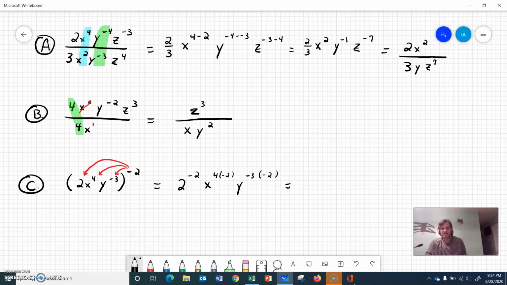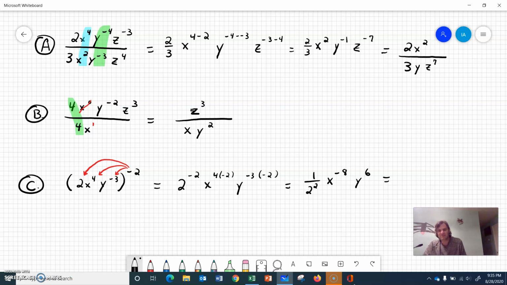So cleaning those up, I'm going to go ahead and work with the 2 to the negative 2 a little bit. So 2 to the negative 2, if I get rid of that negative, it will go to the bottom as 2 squared. And then out beside that we'll have x, and that'll be 4 times negative 2 is negative 8. And then y will be negative 3 times negative 2, which will be a positive 6.